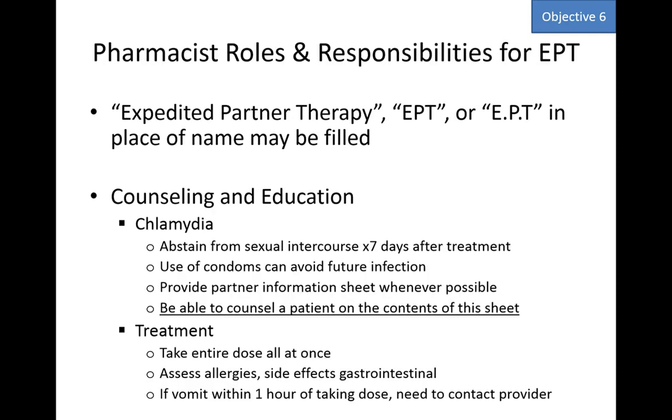Yes, sir? Is there a limit to how many partners you can get it for? That's a very good question. That's never come up for me. I don't know. I don't think there is a limit. You would want to treat all the partners as much as possible. I mean, the options are either you send them to a pharmacy or clinics actually dispense it in a bottle and label it as EPT and they take it for their partners. So I don't think there is a limit, but if there is, I'll let you know.